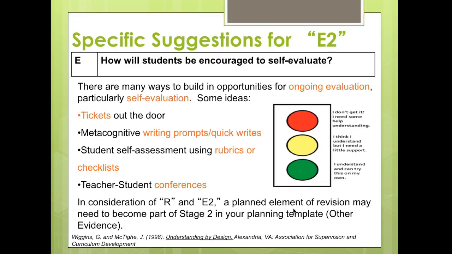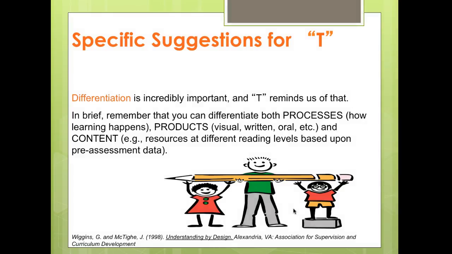So in your lesson, in consideration of the reflection and of self-evaluation, R and E2, a planned event element of revision may need to become part of Stage 2 in your planning template. Stage 2 is your assessments. So how are you going to actually provide a formative piece in your assessments where students can go back and revise if needed? That can go under other evidence.